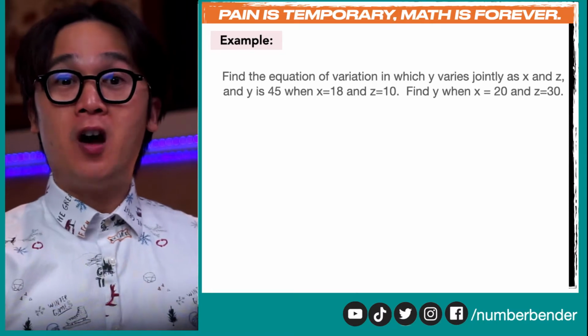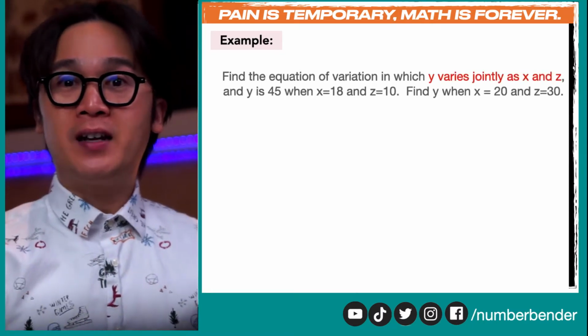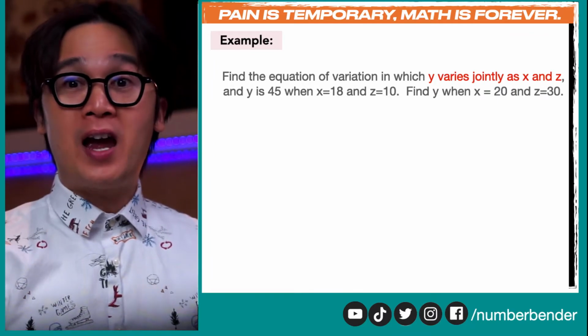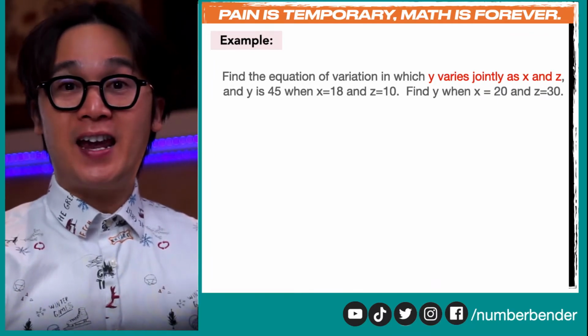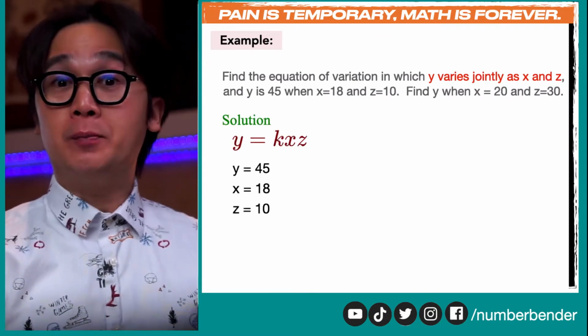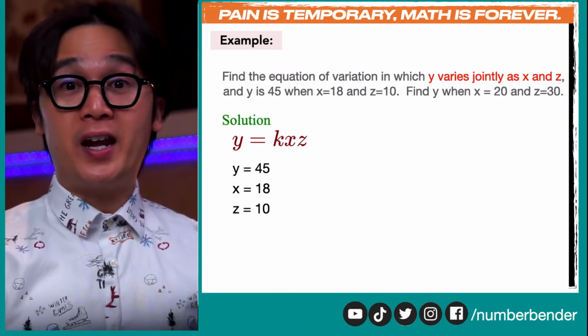Let's work on the first part, which is finding the equation of the variation. Our clue here is that y varies jointly as x and z, given that y is 45. So that means we're going to be using the formula y is equal to kxz.